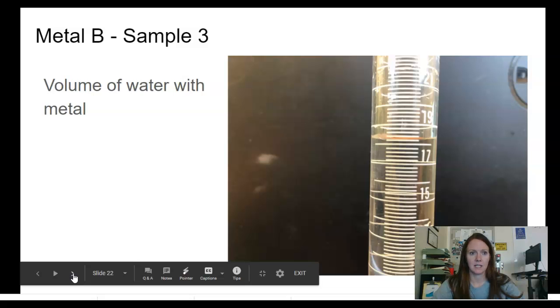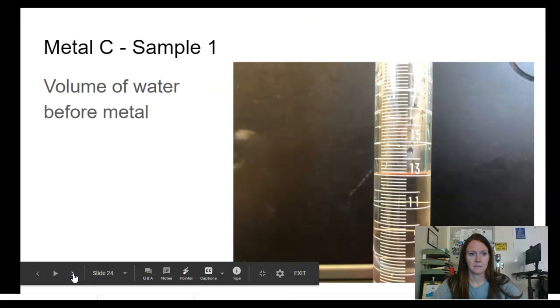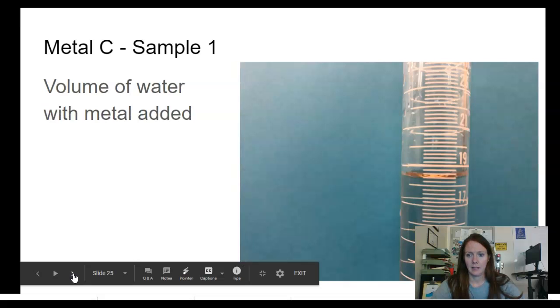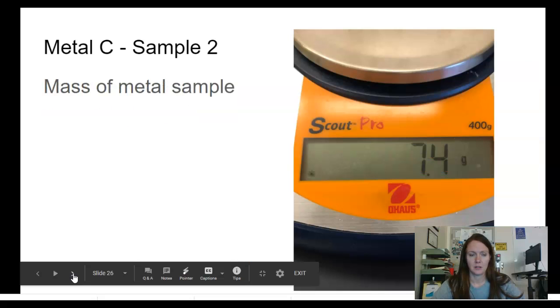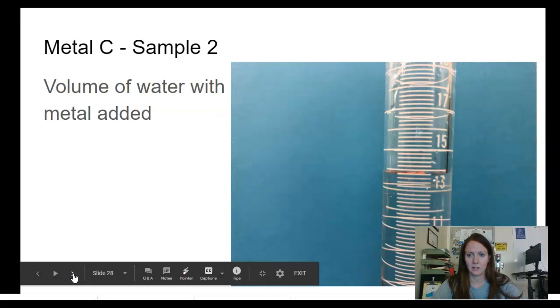We're going to move on to metal C. Here's the first sample of 2 and its mass. Here is metal C, sample 1, that's the volume of the water before I put the metal in it. And the volume after. Here's metal C, sample 2, that's its mass. Here is the volume of the water before I added the metal, so you'll have to do some subtracting because here is after.